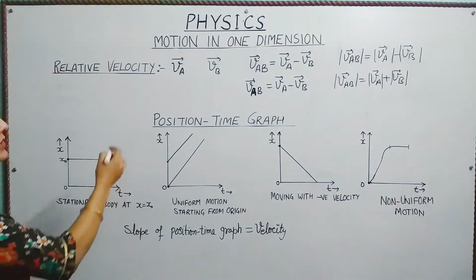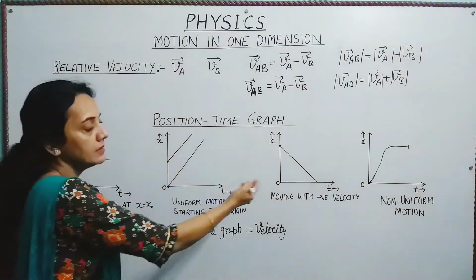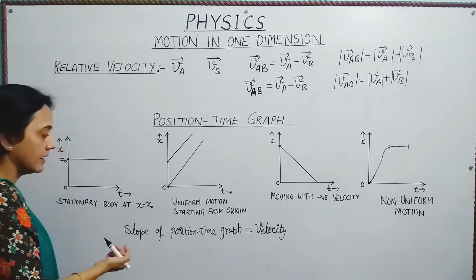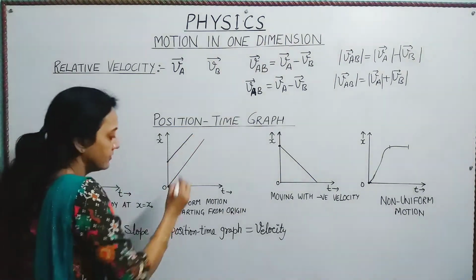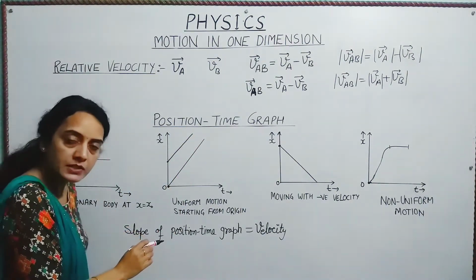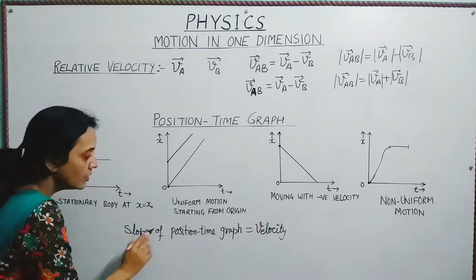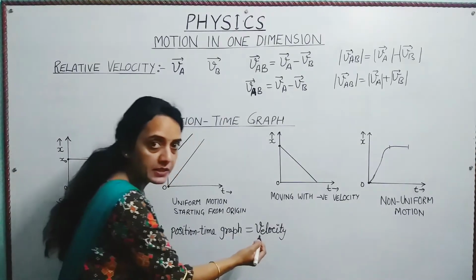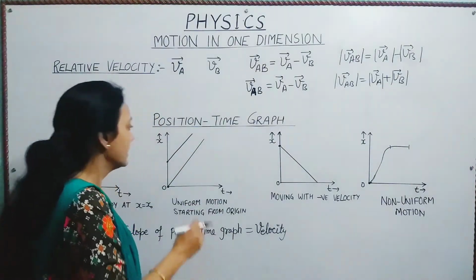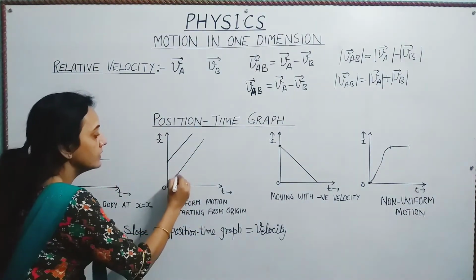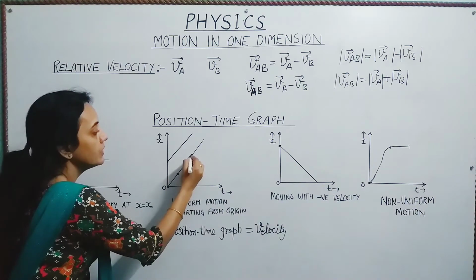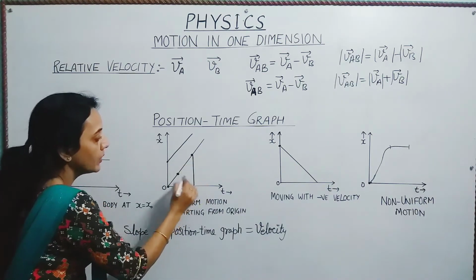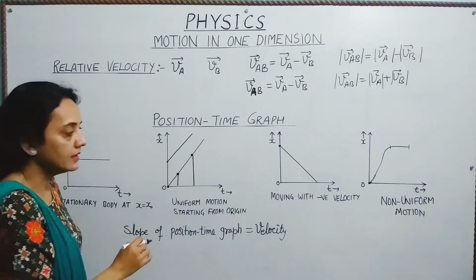So in this way, from the position time graph, we can take out the information from the given graph. Now, the position time graph gives the velocity of the body. The slope of a position time graph always gives the velocity. Now, how do we find the slope? As you have learned, let us find the slope. So we have to find out two points, okay, on the given graph.